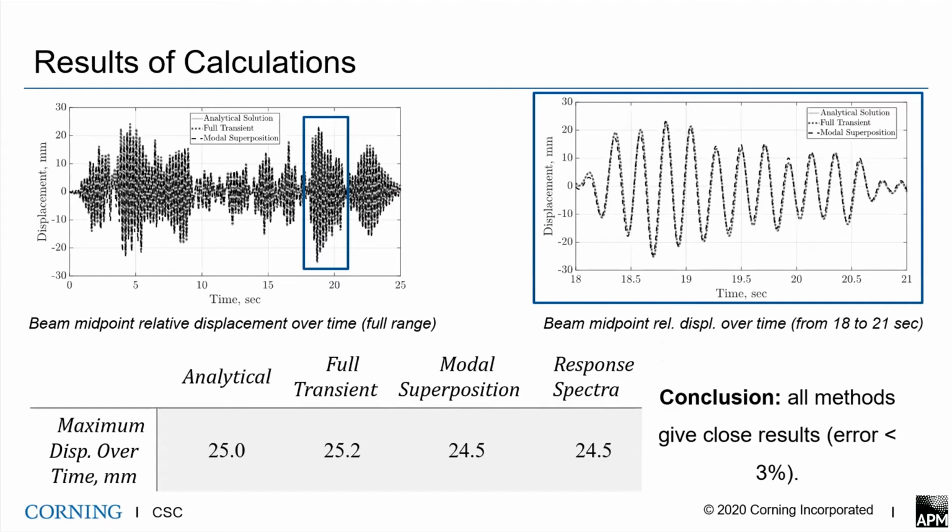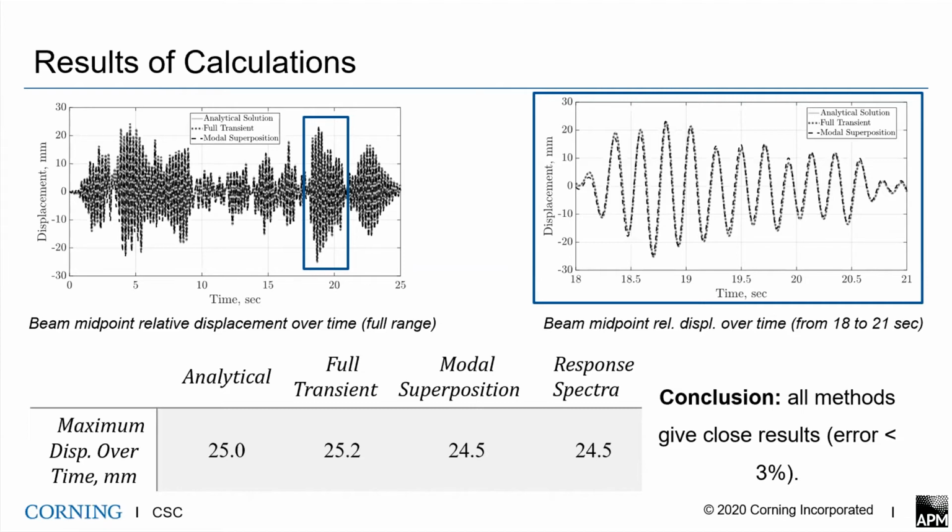So let's consider the results of calculations. On the left, you can see beam midpoint displacement. But to clearly see the difference between results, let's consider a time range from 18 to 21 seconds. And it's clear that analytical solution and numerical solution using full transient method and modal superposition method are very close to each other. And in the table above, you can see that maximum values of beam midpoint displacement over time are also very close.